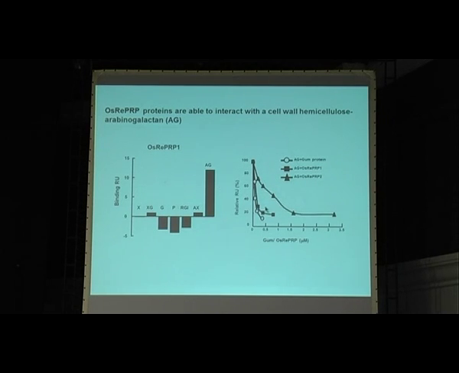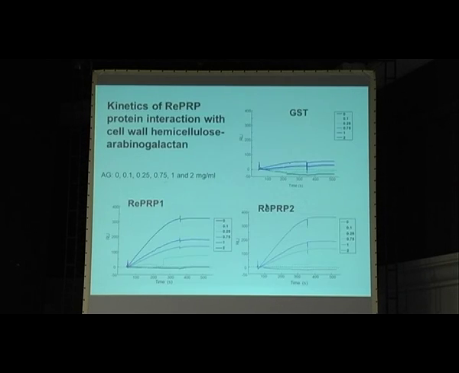And we did the competition experiment. It turns out the P2 has the highest affinity toward arabinogalactan. P1 is much lower, and the traditional AGP does not bind very well. And also, we tried different concentrations of arabinogalactan. Those are the hemicellulose available in the cell wall. With the different concentrations of arabinogalactan, we see an increase in binding to the hemicellulose by PRP1 and also PRP2. As a control, GST or other proteins just do not do it.